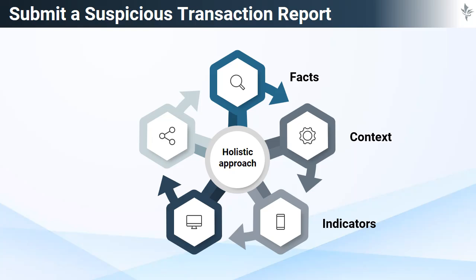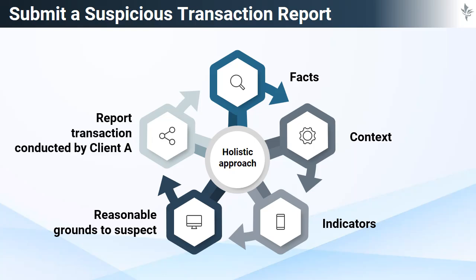This is why it is important to use a holistic approach when you are reviewing the facts, context, and indicators for each transaction to determine if the threshold for reasonable grounds to suspect is met. In this scenario, the mortgage agent informs its anti-money laundering compliance officer, who then submits a suspicious transaction report to FINTRAC only on the transaction conducted by Client A.